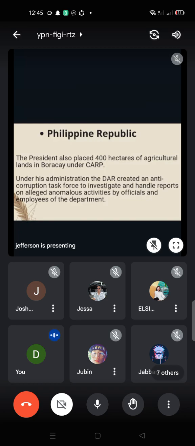Under his administration, the DAR created an anti-corruption task force to investigate and handle reports on alleged anomalous activities by officials and employees of the department.